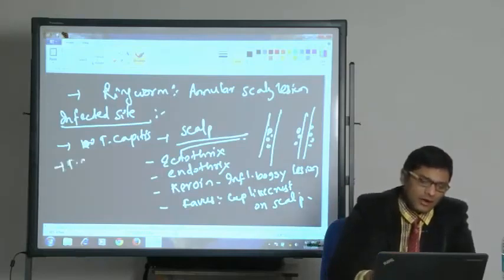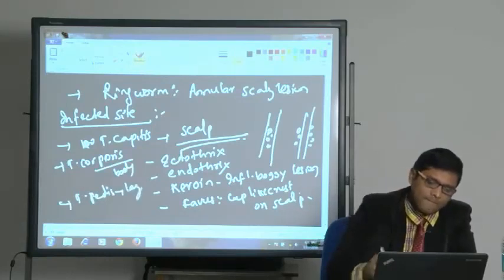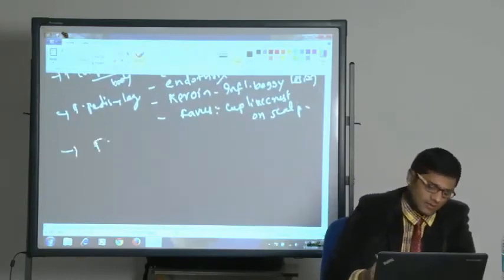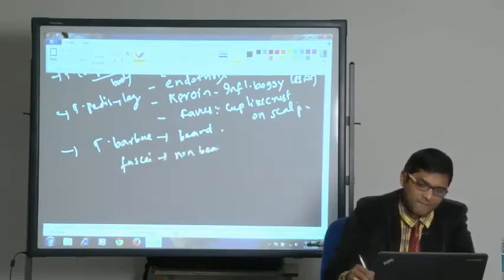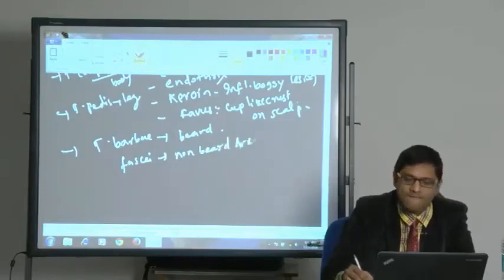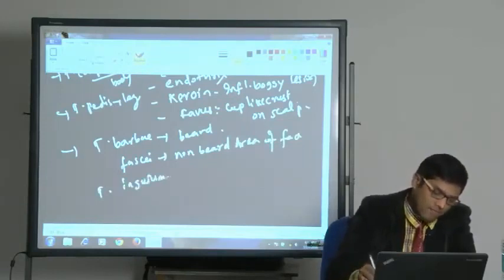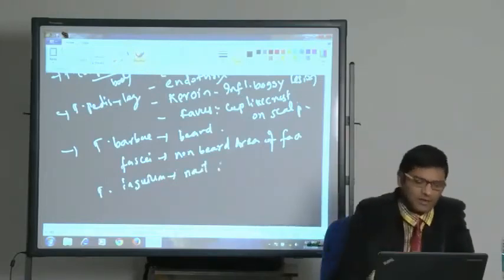Then other types: Tinea corporis, involvement of the body; Tinea pedis, foot. So depending upon the part of the body involved, various names are given. Tinea barbae, involvement of the beard area. Tinea faciei, involvement of the non-beard area of the face. Tinea unguium, nail. Okay, so like that various names are given.